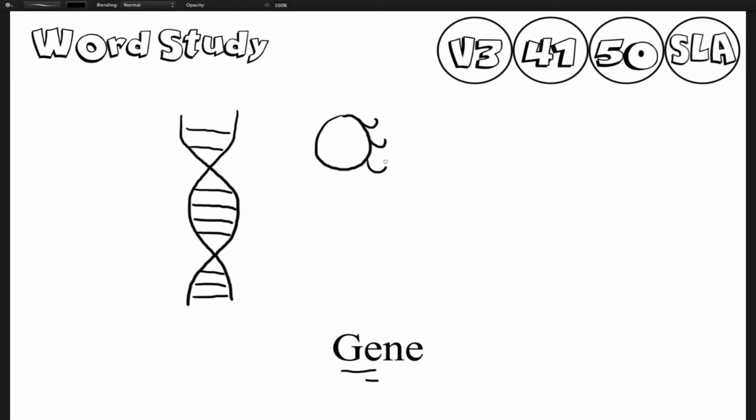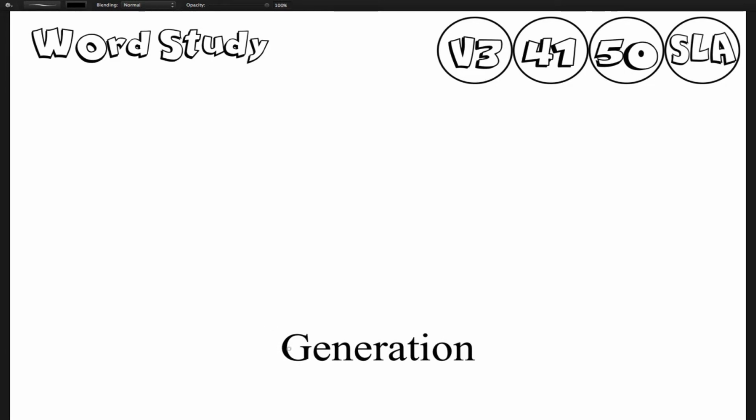This girl's hair is a little bit curly. Such a characteristic comes from her genes. A gene is a basic unit of DNA that holds characteristics such as hair and eye color. Gene. The next word also has a soft G sound. Can you read it? It says generation.